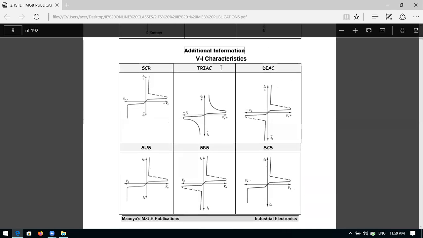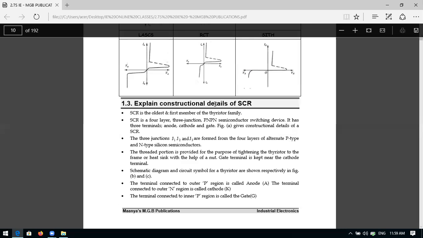In the TRIAC, you can see the mirror image of the first quadrant in the third quadrant. It will perform in the first quadrant as well as the third quadrant. That means you can conduct both ways, positive to positive, positive to negative, negative to positive. That means the TRIAC has four modes of operation. And the DIAC is the same as the forward characteristics of your SCR.